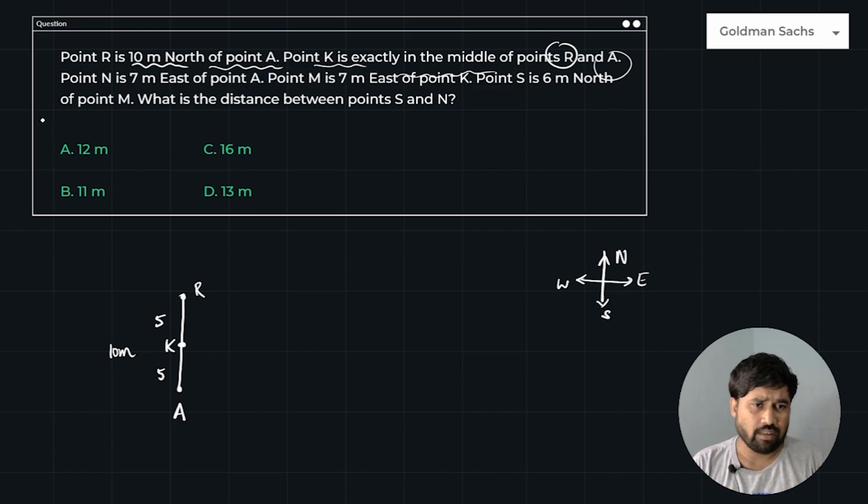Just look into the next statement. Point N is 7 meters east of point A. So A we have already drawn, and east is nothing but your right hand side direction.